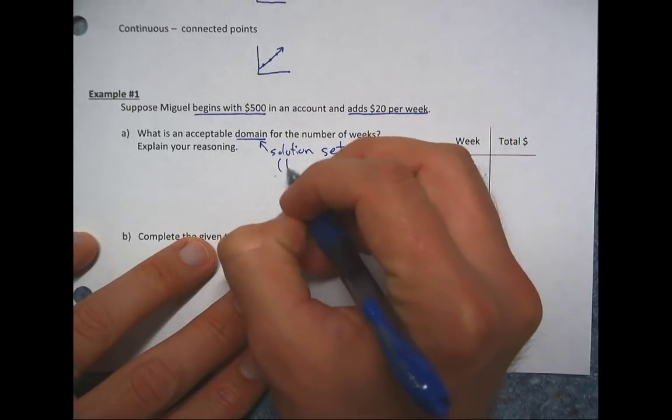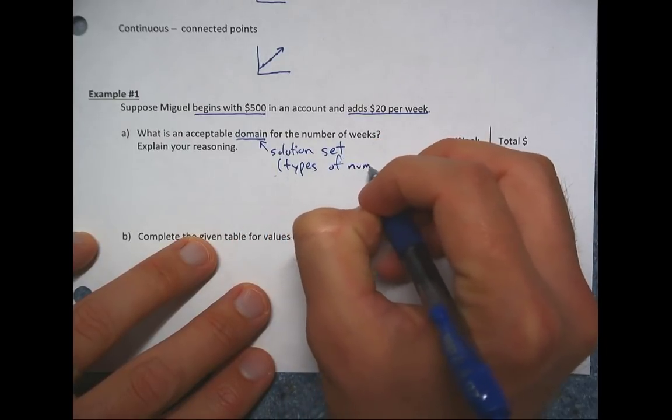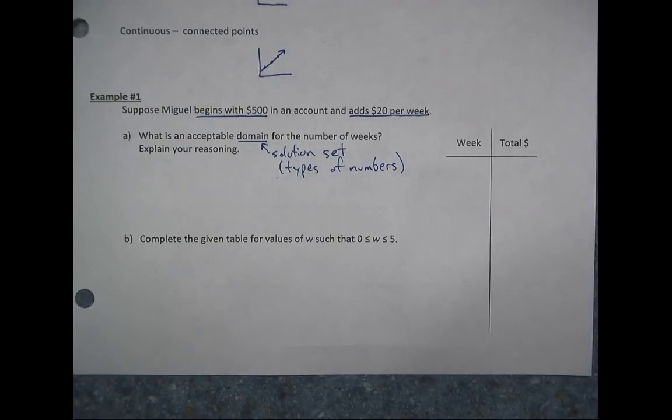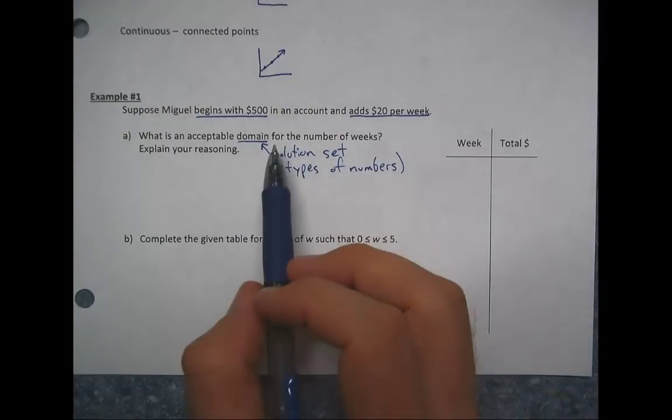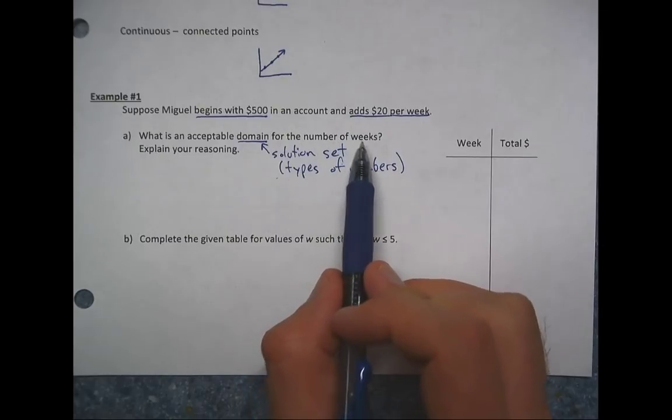We're talking about types of numbers. So we talked about these integers, real numbers, whole numbers, things like that. Different sets of numbers that represent different types of situations. So what's the acceptable domain for the number of weeks?